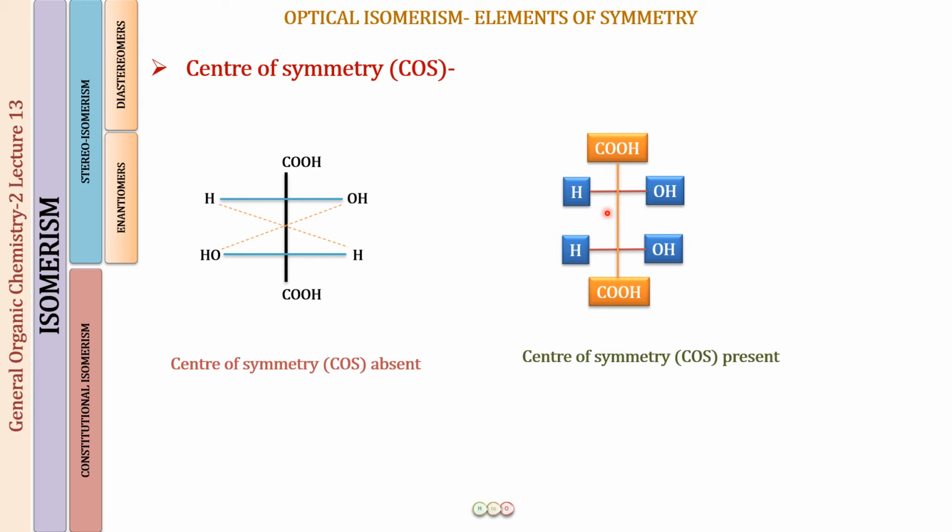So for tartaric acid, you will have three isomers: two enantiomers, one this compound and one its mirror image compound, and the third one is this compound which we call meso-tartaric acid, which has a plane of symmetry. So this compound will show optical inactivity. And now I'm going to show you the models for these, so that you can understand whether these compounds actually have a center of symmetry or not.